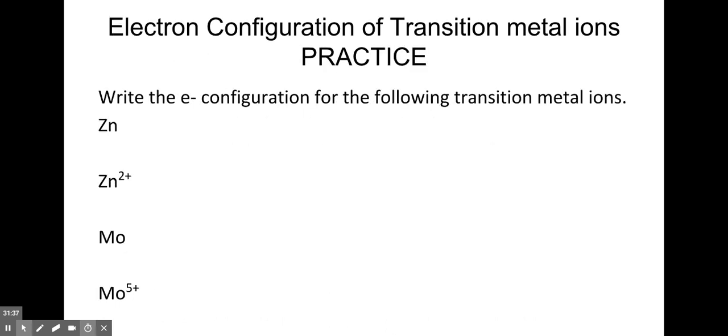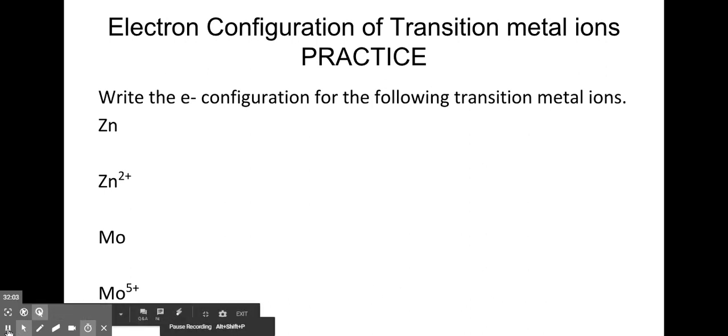I want you to practice both electron configurations for a neutral atom and then follow that with writing the electron configuration for the transition metal ion after it. So here we've got zinc ion, and molybdenum 5+. Molybdenum comes in lots of different oxidation states, but we're just going to focus on the 5+ here. So again, pause the video, come back, and we will look at the answers together.